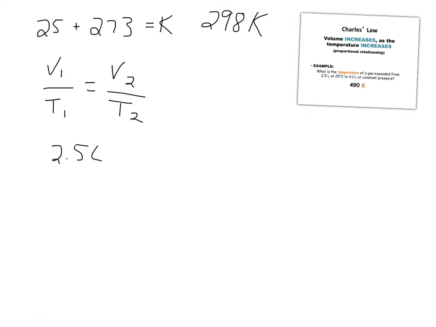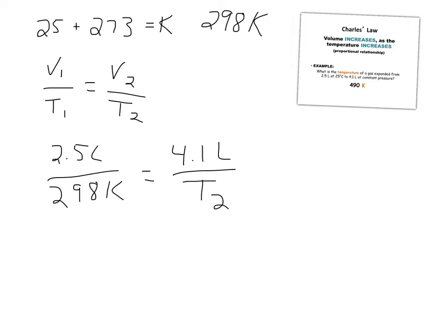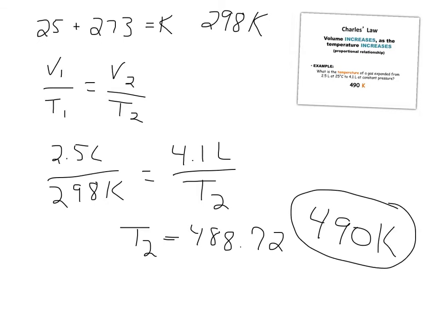My initial volume is 2.5 liters over the temperature, which we found to be 298 Kelvin, equal to 4.1 liters, my new volume, all over T2, the final temperature, which I don't know. When you actually solve this problem, do the math, you should get the temperature to be equal to roughly 488.72. But with sig figs, that brings us to 490 Kelvin. Again, it's important to remember that these problems are in Kelvin. So when you're solving, your units must match up. I have liters and liters for my volume, and I have to have my temperature in Kelvin.